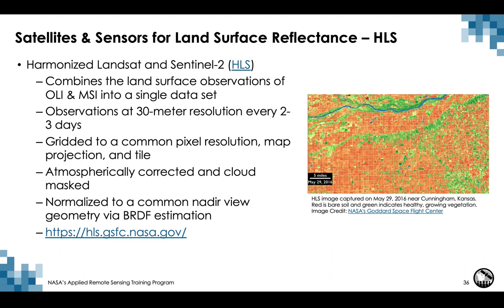HLS products have been gridded to a common pixel resolution, map projection, and tile. They've been atmospherically corrected and cloud masked. They've also been normalized to a common nadir view geometry via bidirectional reflectance distribution function estimation.